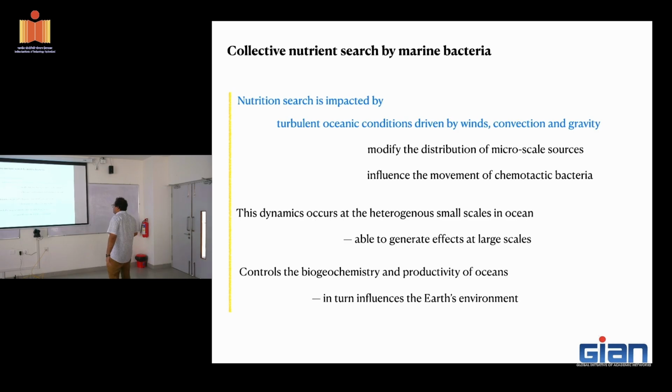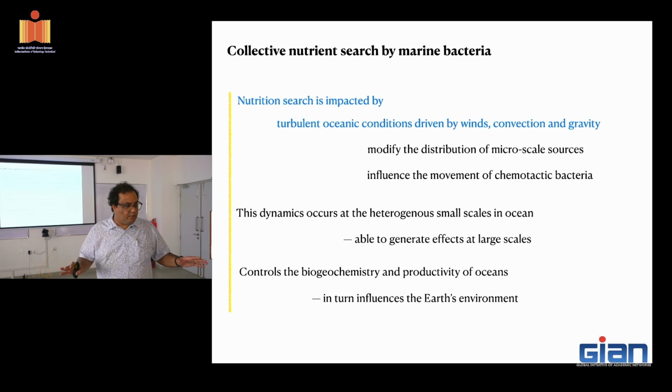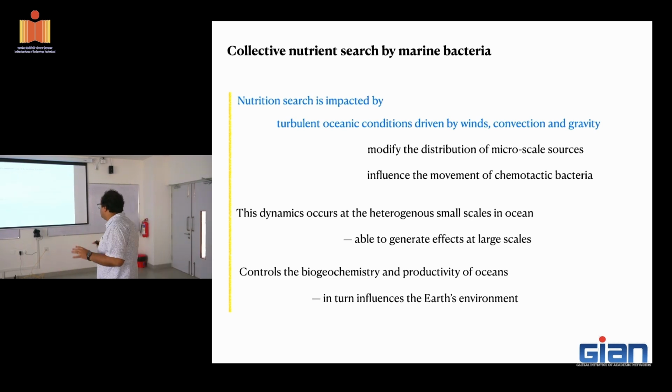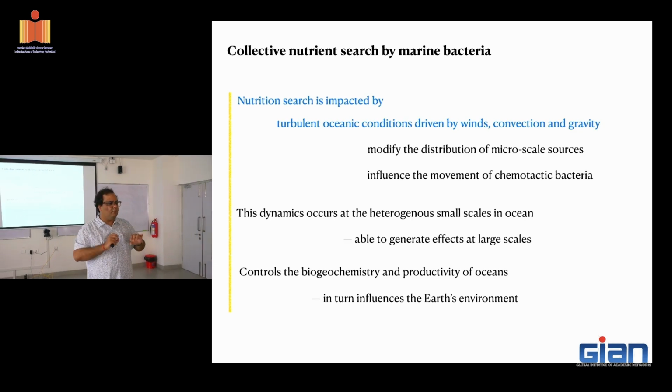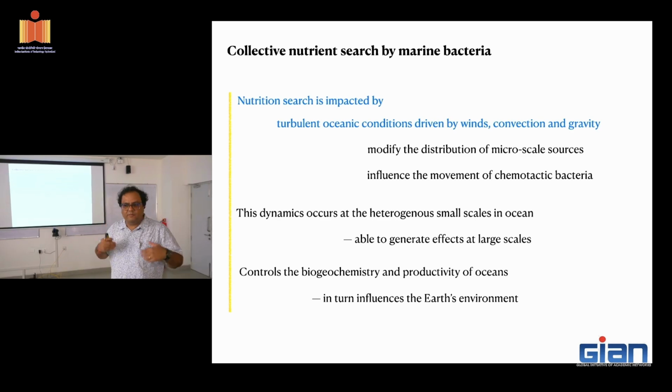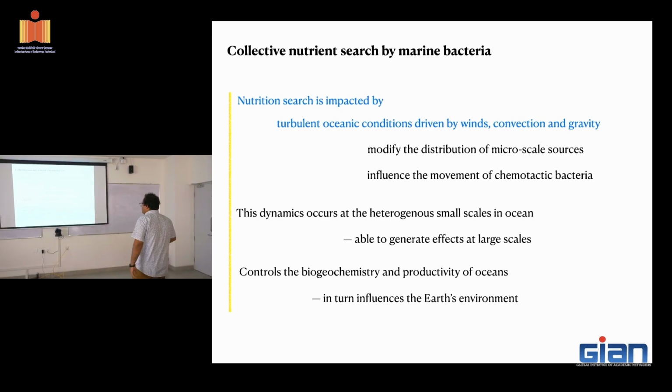And this dynamics occurs at heterogeneous, small scales in the ocean, but it can lead to consequences on a macroscopic scale, on a much, much larger scale. I will show you a diagram where I have put the length scale corresponding to the bacteria, to the flow, to the zooplankton, just to give you a reference, okay?